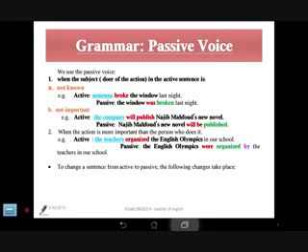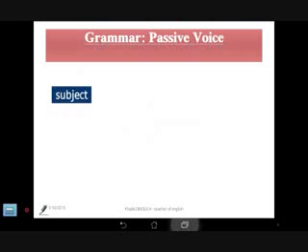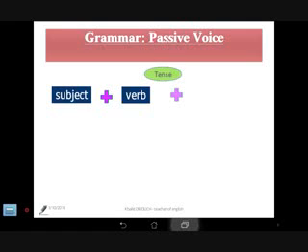So, to change a sentence from active to passive, the following changes take place. Let's check that together. We always start from an active sentence. That means a subject plus a verb. The verb always has a tense. It can be present simple, past continuous, past perfect, future simple, future perfect, plus object.